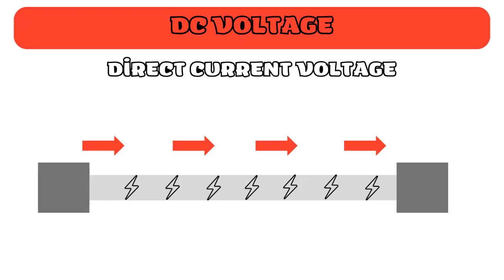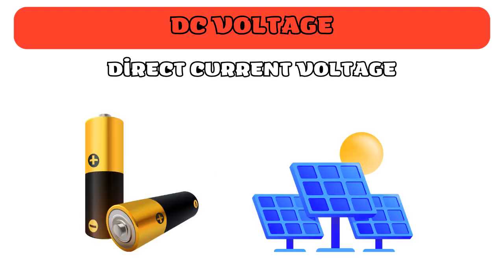DC voltage. DC voltage stands for direct current voltage. It is a type of electrical voltage that flows in only one direction, as opposed to AC voltage, which changes direction periodically. DC voltage is produced by sources such as batteries, solar panels, or DC power supplies. It is commonly used to power electronic devices such as computers, cell phones, and televisions, as well as many other types of machinery and equipment.